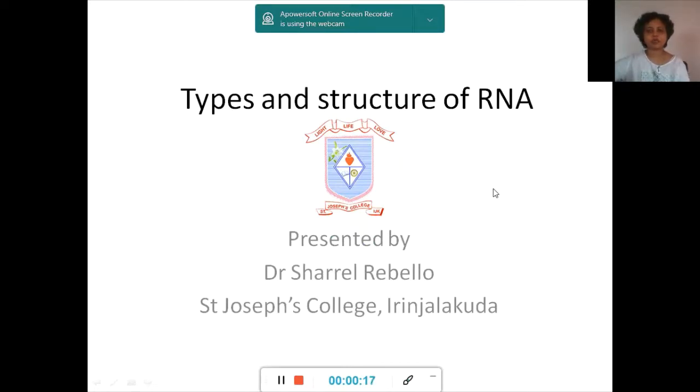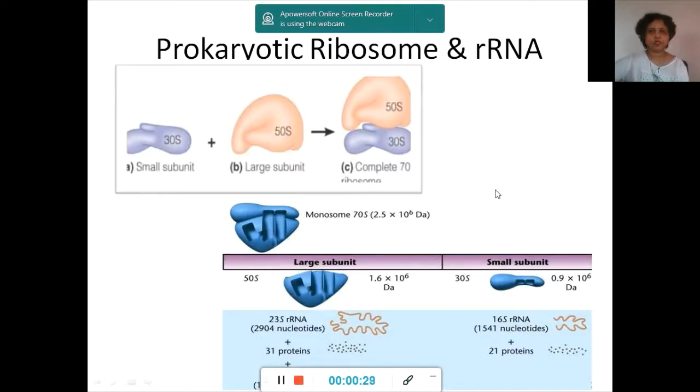Hi everybody. Today we are going to talk about the types and structures of RNA, and among them we have already discussed the mRNA and the tRNA. Now let's go to the next one, the ribosomal RNA. Ribosomal RNA, as the term implies, is rRNA which has been found associated with the ribosome.